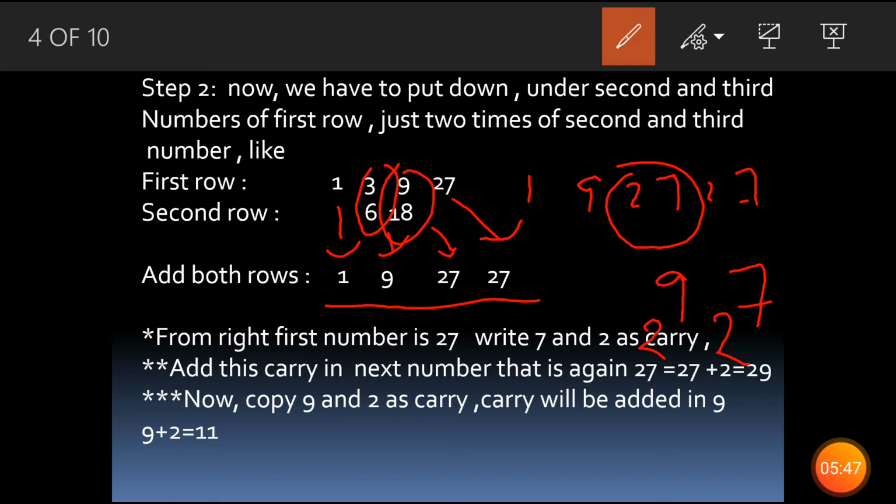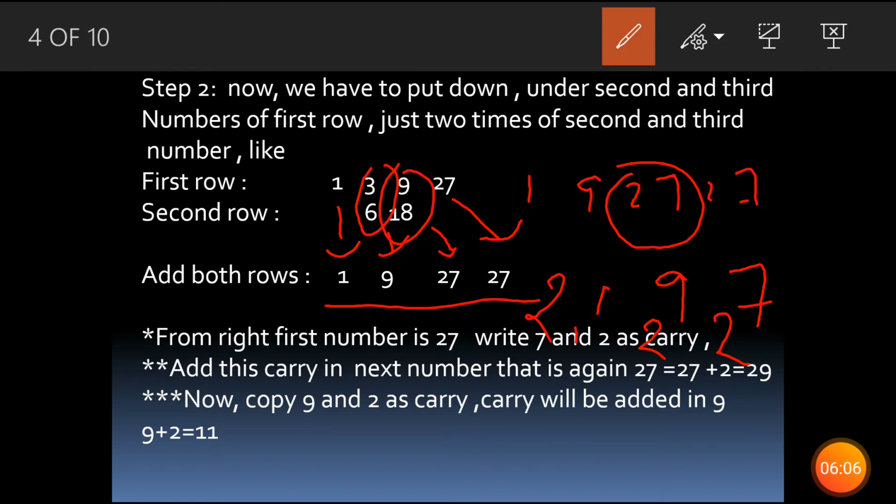Okay. Now this 2 will be added to 9, so it will give you 11. So of 11, 1 we are going to copy here and 1 as carry. And now this 1 will be added to this one and will give you 2. So the result is 2197, and this is our answer. So it is very easy.